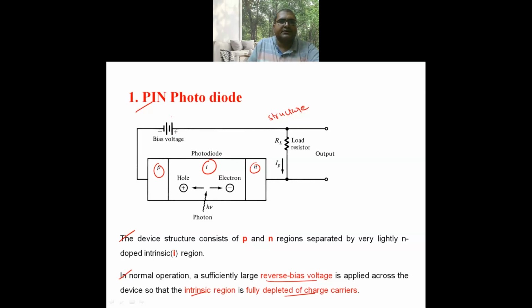The P-type material is connected to the negative supply of the battery, and the N-type material is connected to the positive supply, so that the device is reverse biased in such a way that the intrinsic region is depleted of charge carriers. This means there is no free electron or hole present in the intrinsic region.